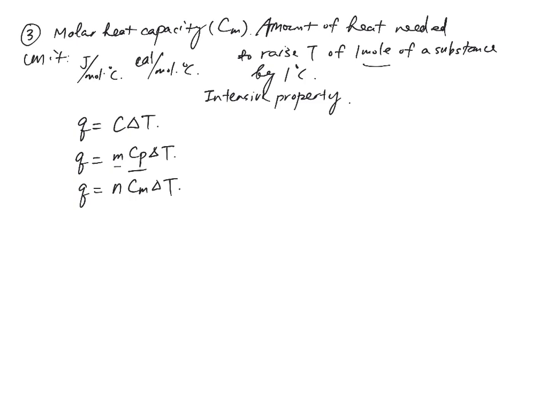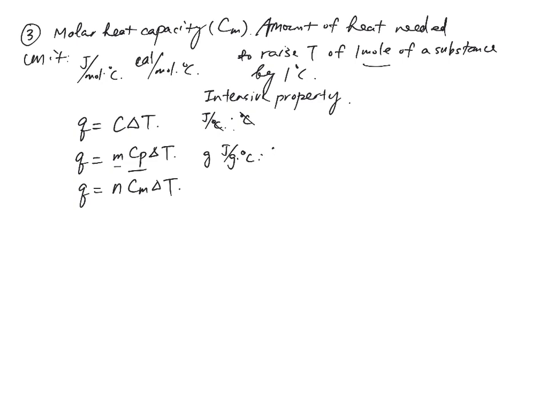Okay, so if you think about the units involved, C has joules per degree Celsius or calorie per degree Celsius, multiplied by delta T, which has degree Celsius, you're going to end up with joule. Now, C_p has joules per gram per degree Celsius. You multiply by mass, which is gram.